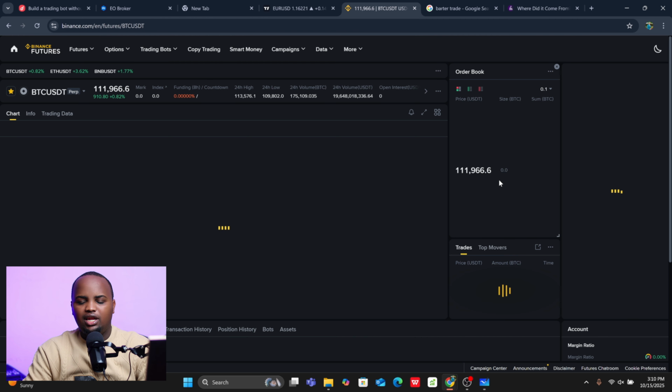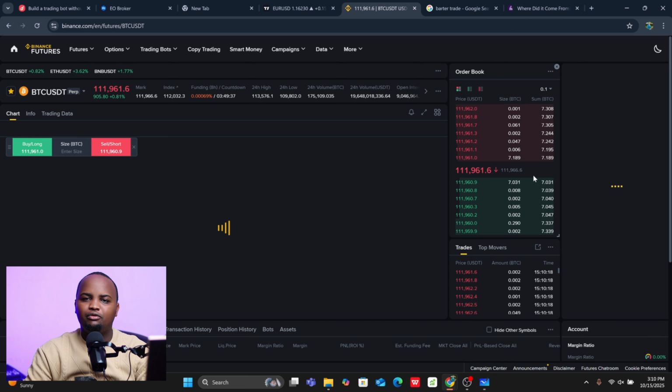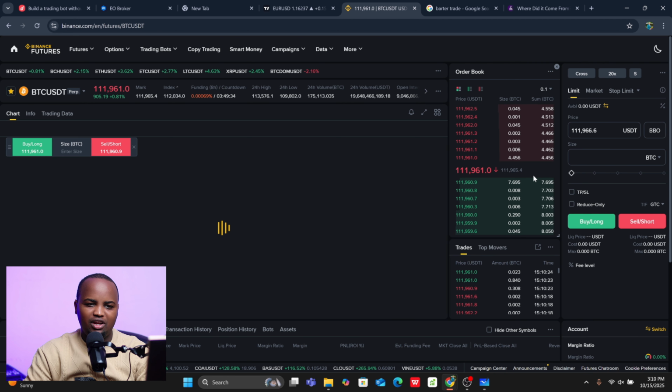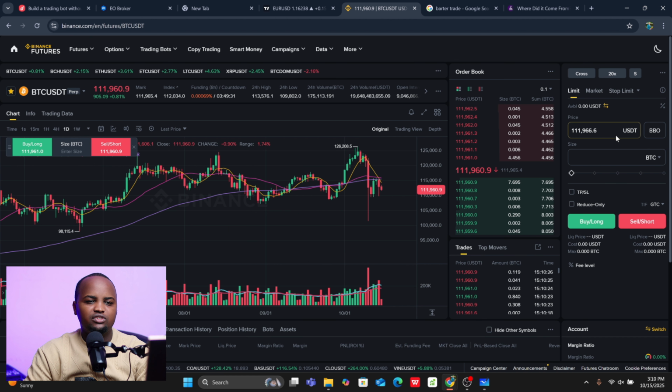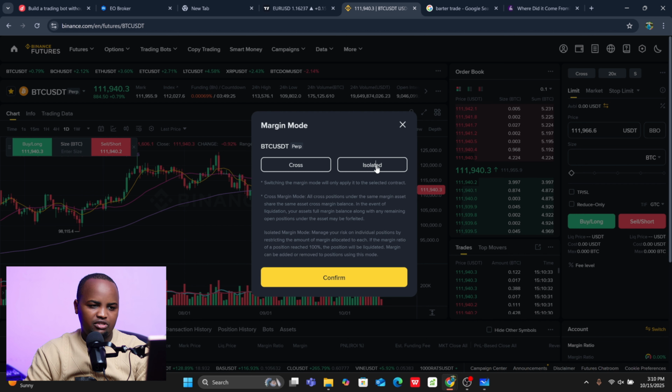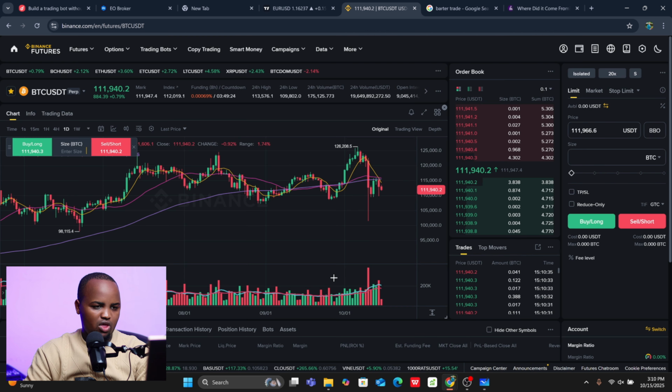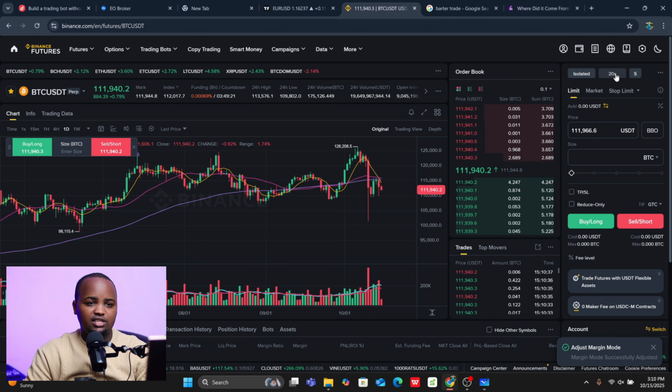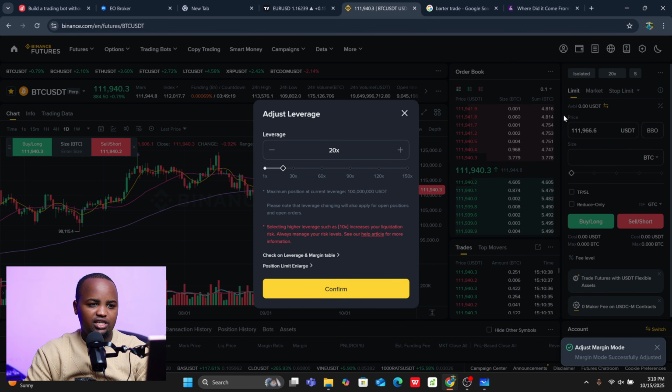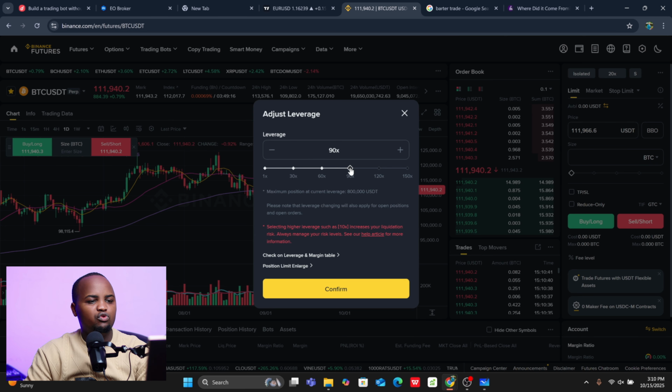For example, let's say you want to buy a full Bitcoin and you have $10,000. You come here to what is known as the leverage. You see there's a leverage here. Let me select isolated, and you can see there's a leverage here. You select that leverage, and you can actually move all the way to 100.